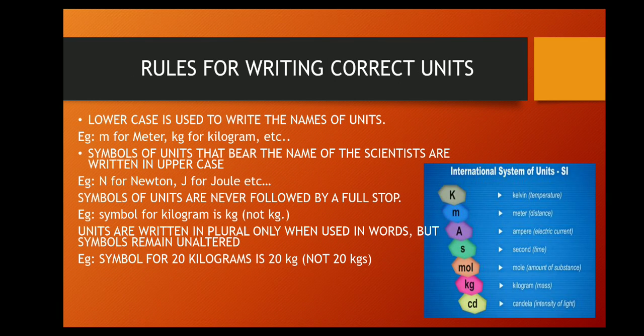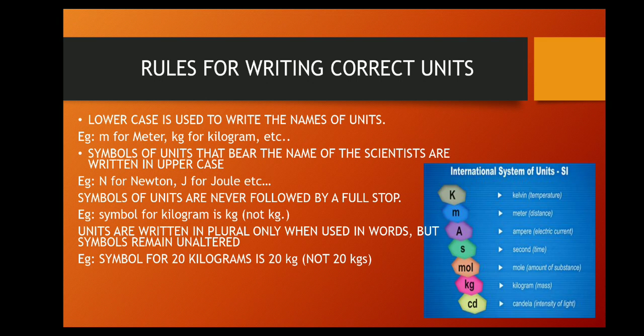Let's see what are the rules for writing correct units. First point, lowercase is used to write the name of units. For example, small m for meter, small kg for kilogram, etc. Symbols of units that bear the name of the scientist are written in uppercase, that is capital letters. For example, capital N for Newton, capital J for Joule, etc. Symbols of units are never followed by a full stop. For example, symbol for kilogram is kg and not kg full stop. Units are written in plural only when used in words, but symbols remain unaltered. For example, symbol for 20 kilograms is 20 kg and not 20 kgs.